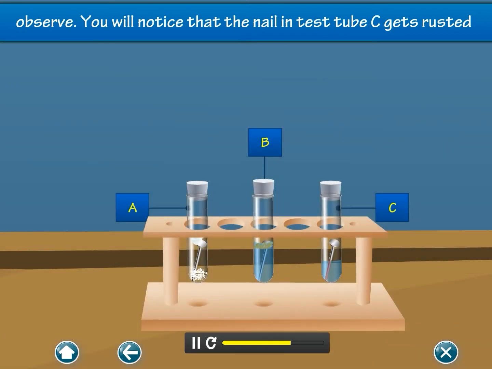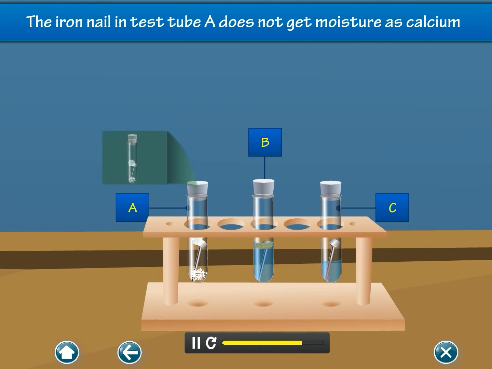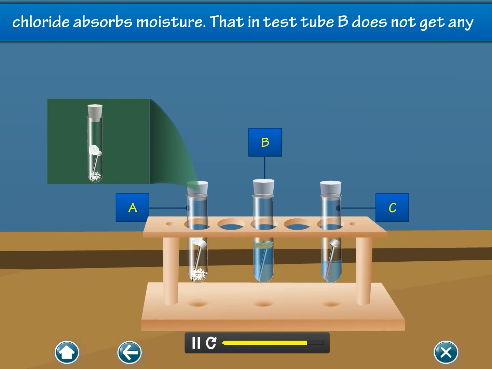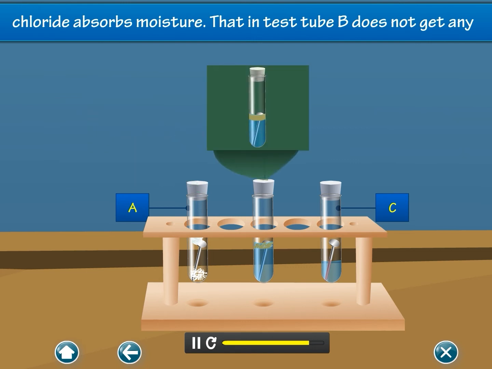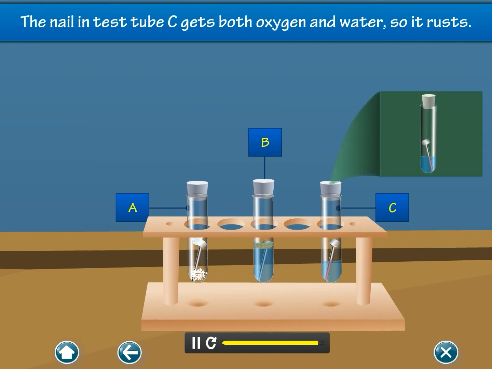You will notice that the nail in test tube C gets rusted while those in test tubes A and B remain unaffected. The iron nail in test tube A does not get moisture as calcium chloride absorbs moisture. That in test tube B does not get oxygen. Therefore, the nails in test tubes A and B do not rust. The nail in test tube C gets both oxygen and water, so it rusts.